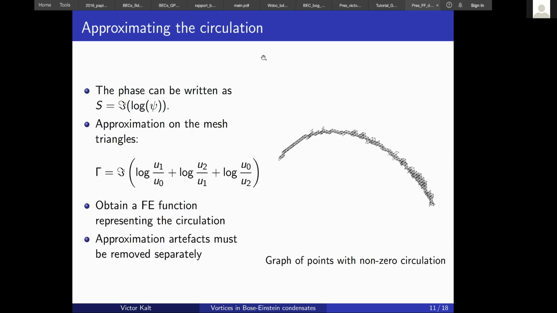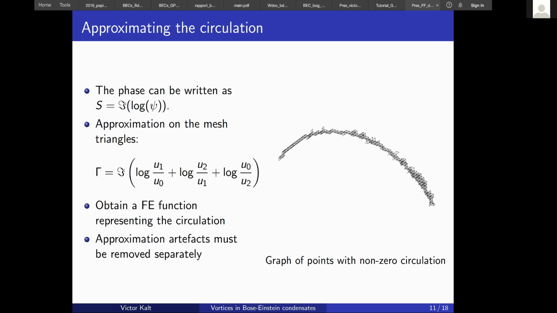So to approximate the circulation, we need to go back to the definition of the circulation and to the phase of the wave function, which can be written as the imaginary part of the logarithm of psi. Since the velocity is the gradient of the phase, we can approximate the circulation on 3 points with this formula, which represents the integral of the gradient of this quantity. And then we can apply this on all the triangles of the mesh.